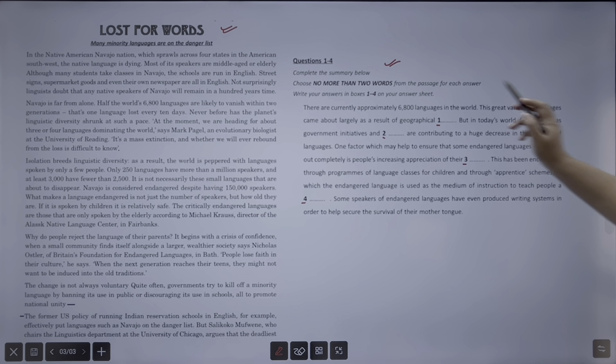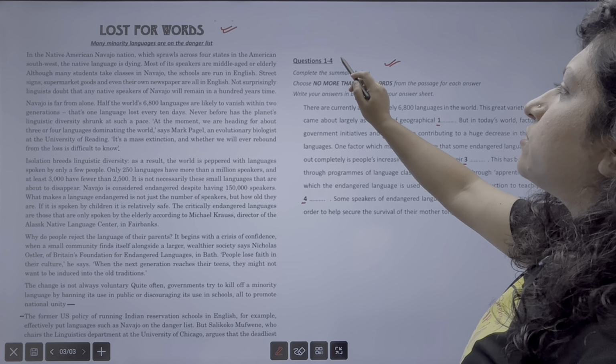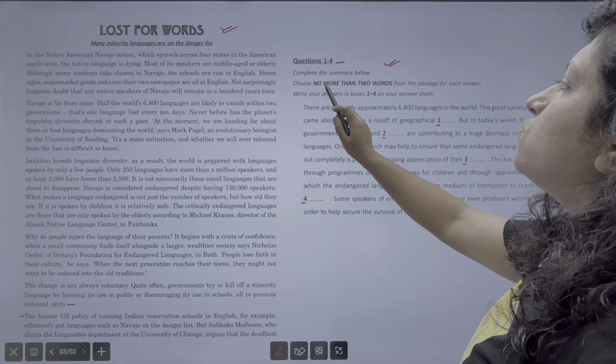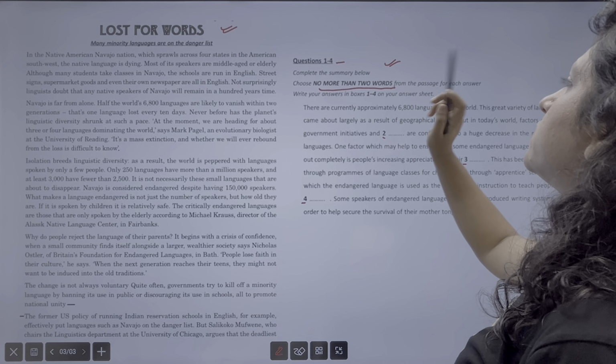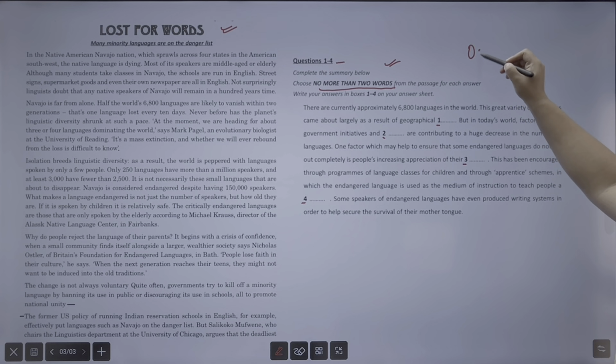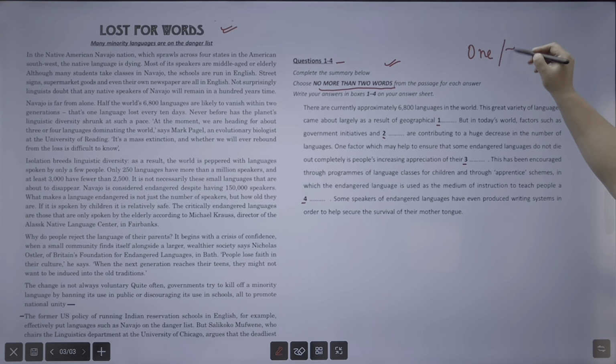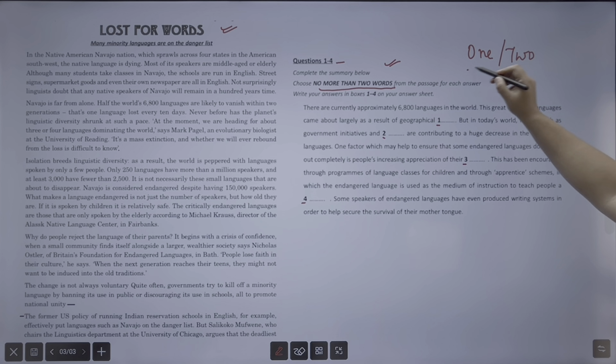Come to the instructions. The instruction says for question number 1 to 4, choose no more than 2 words. That means your answer can be 1 word or it can be 2 words, but not more than that. So even 1 word can be your answer. You can choose 2 words maximum, not more than that. If you do it, your answer will be marked wrong for sure.